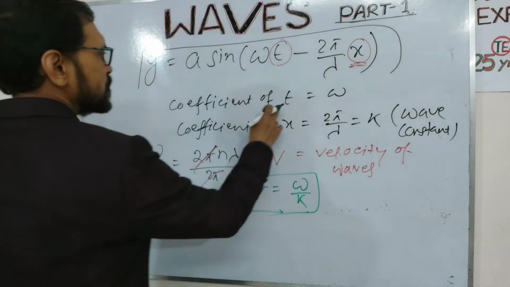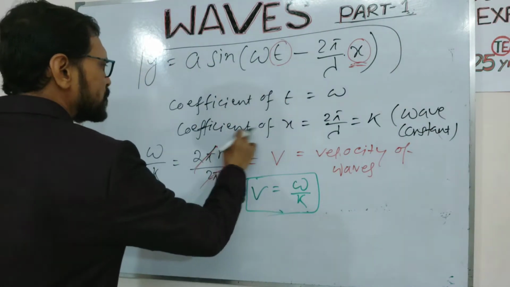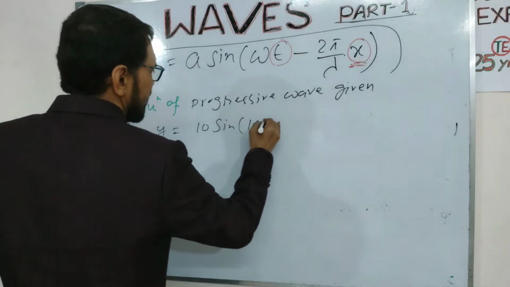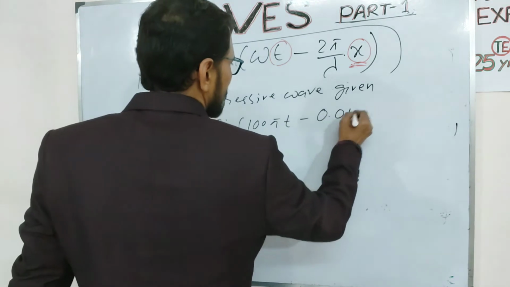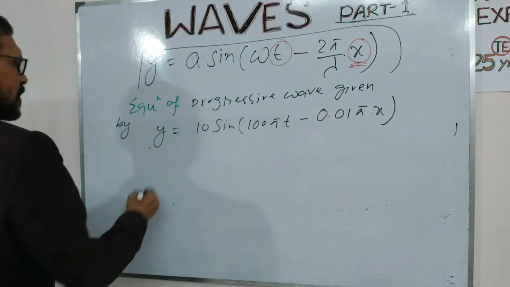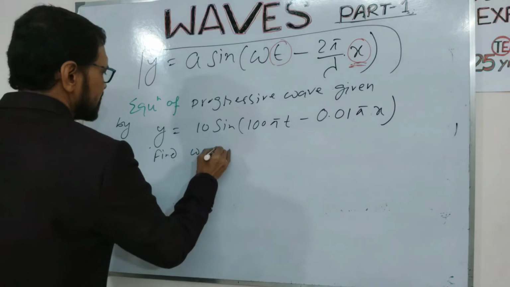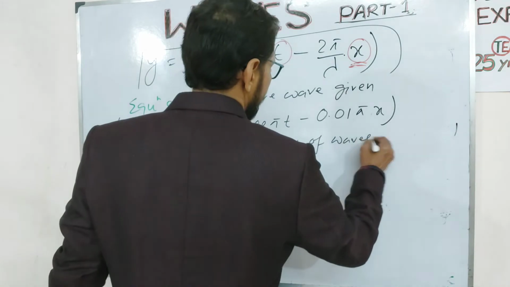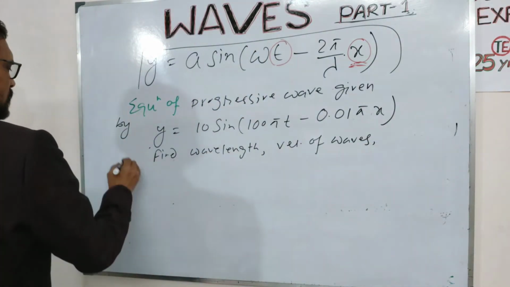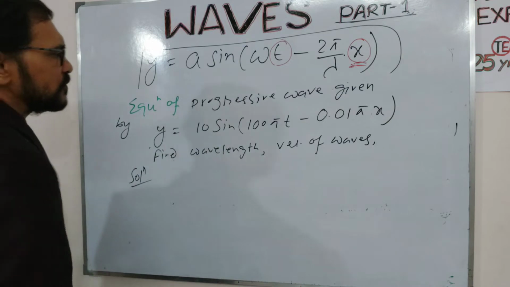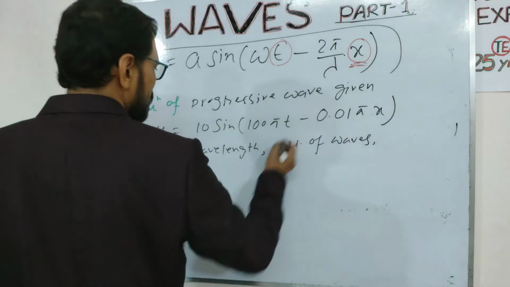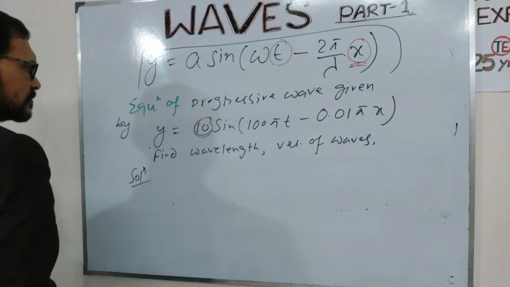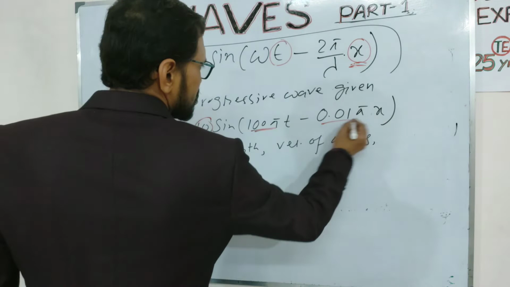What is omega? Omega is the coefficient of t, and k is the coefficient of x. Given y equal to 10 sin(100 pi t minus 0.01 pi x), find the wavelength, velocity of waves, etc. So what is the solution? If you compare, a is the amplitude, and here is the coefficient of t and here is the coefficient of x.